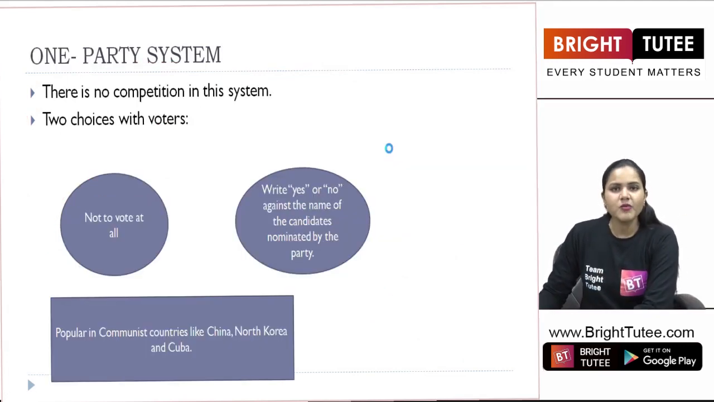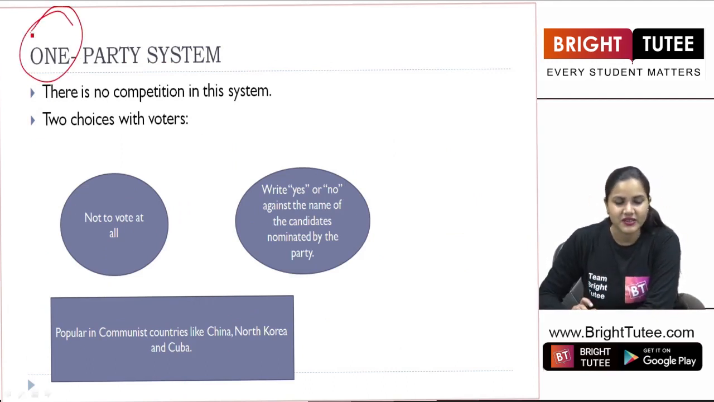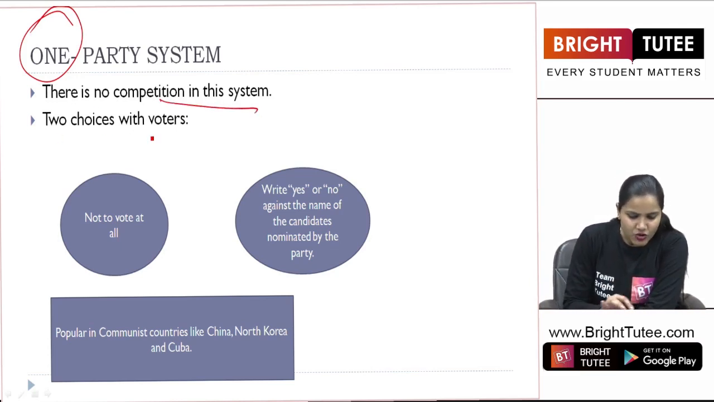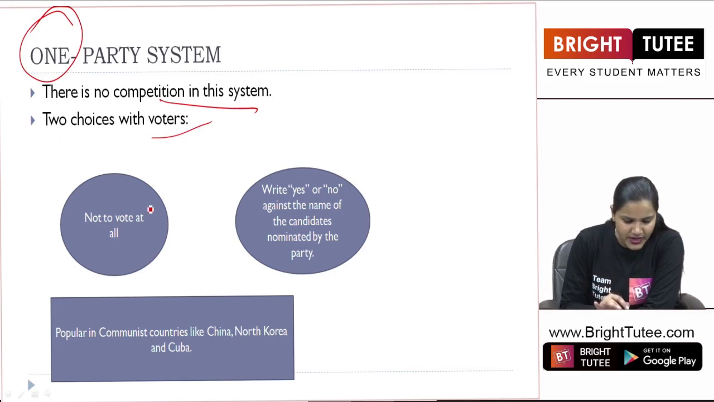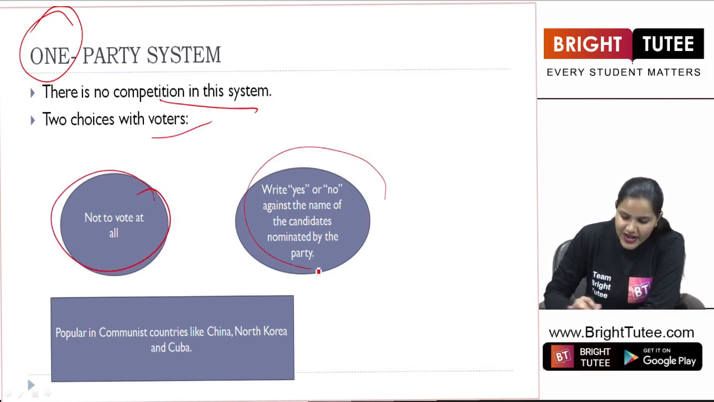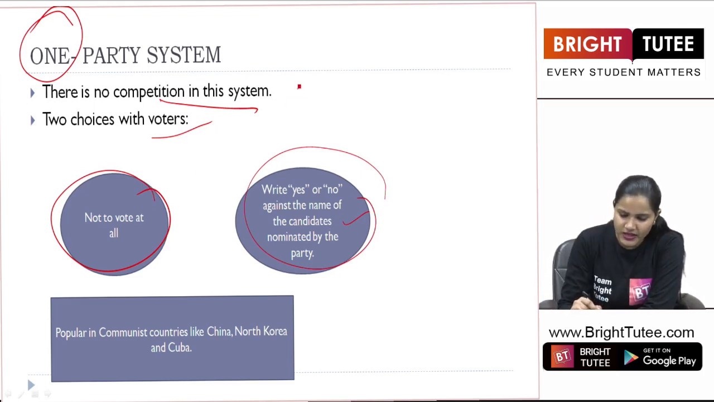Now, when we are talking about the one-party system, as the name suggests, only one party prevails. So there is no competition in this system. Voters have two choices. One is not to vote at all. The other is to write yes or no against the name of the candidates nominated by the party. So here we see that they do not have to vote. There is already a ruler there.